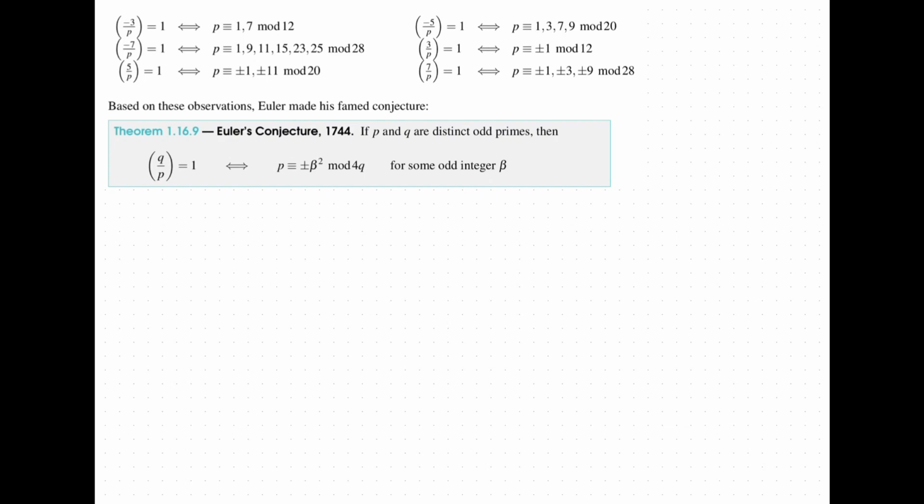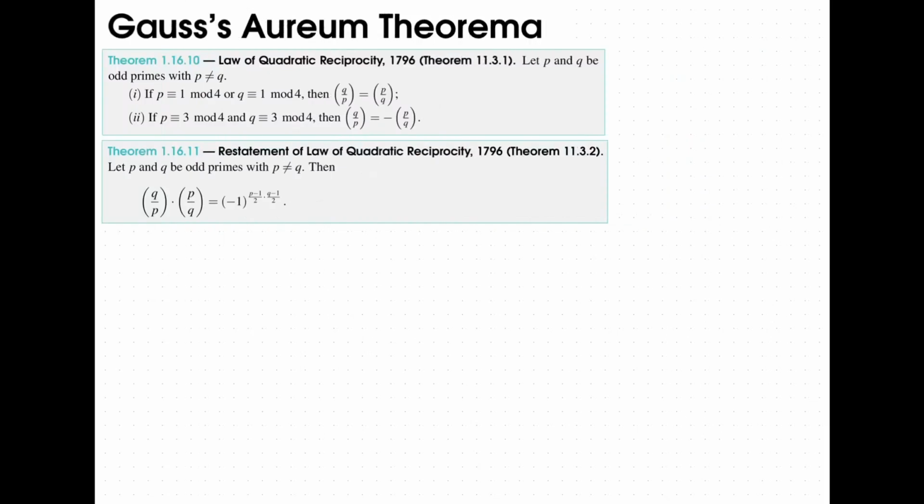And so at the end of this lesson, we're going to go ahead and deduce that -3 on p is equivalent to p being congruent to 1 or 7 mod 12 by utilizing the restatement of the law of quadratic reciprocity, Theorem 1.16.11. So what does the law of quadratic reciprocity state? We have two forms here. In both cases, we have the same assumption. We have p and q. They are odd, distinct primes.